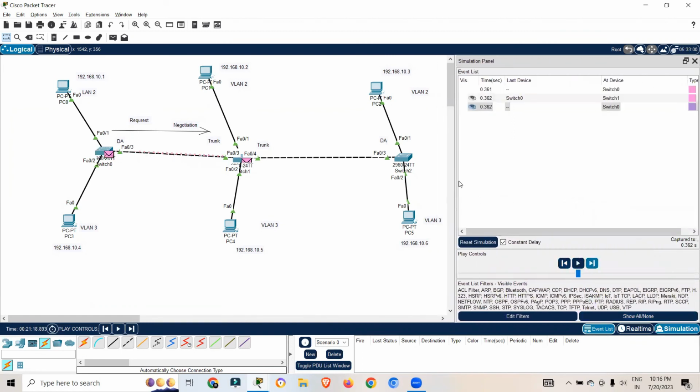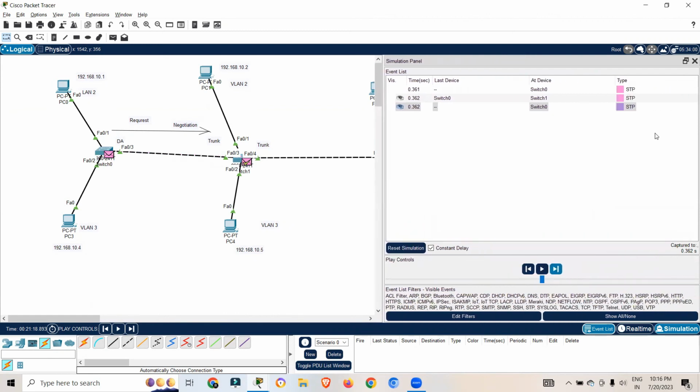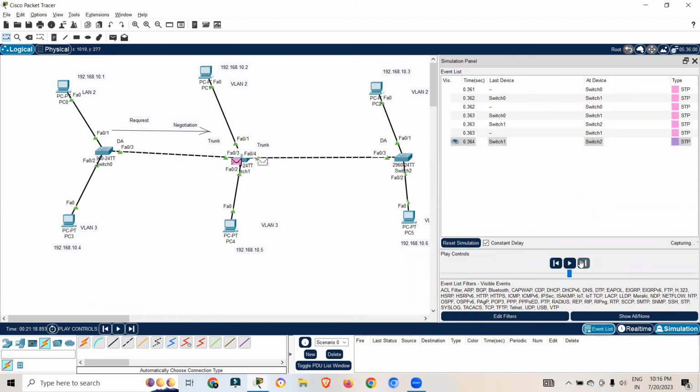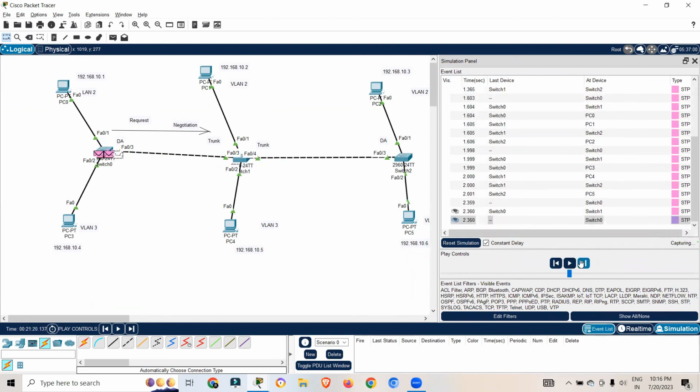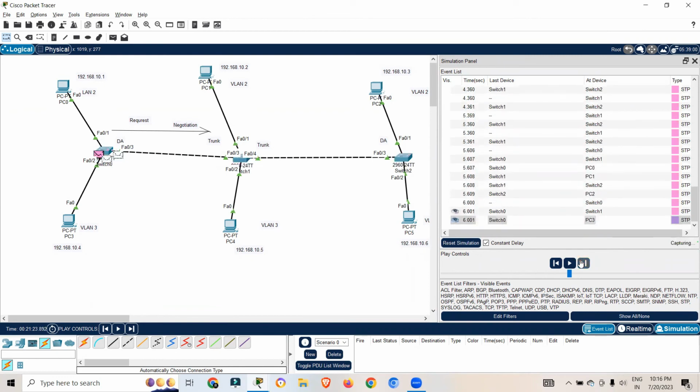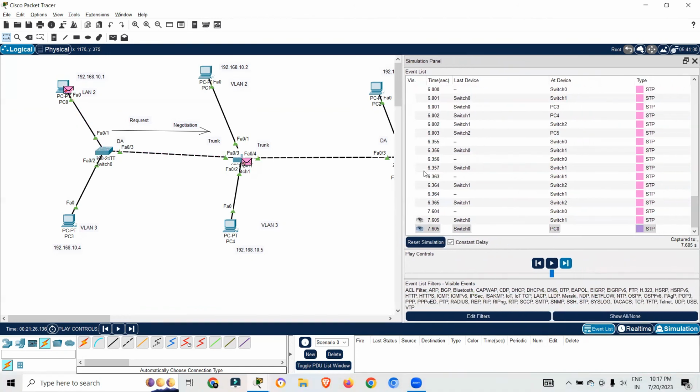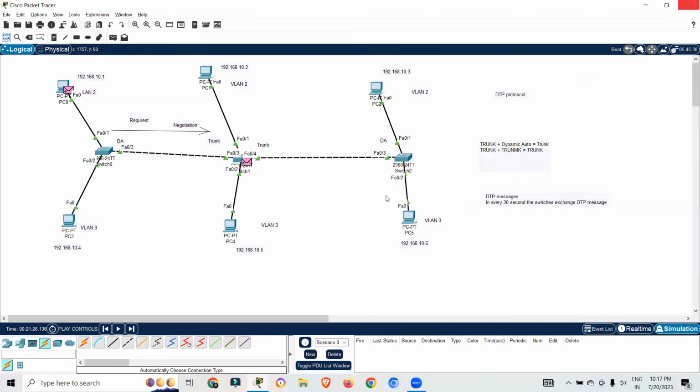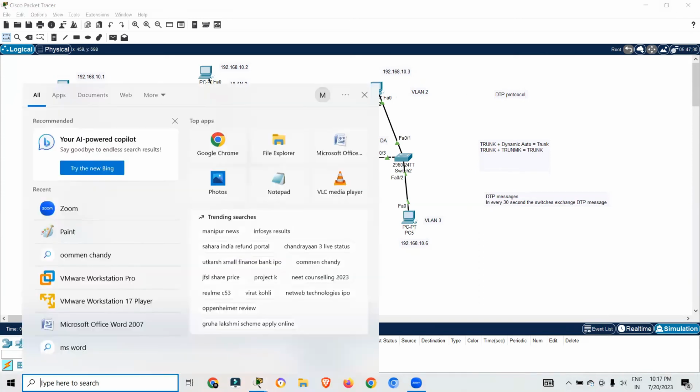You can see that this is the STP signal, and you will find the DTP messages after some time. Every 30 seconds there will be new DTP messages. After 30 seconds, there will be new messages for DTP. So let's come to our next topic, that is VTP.